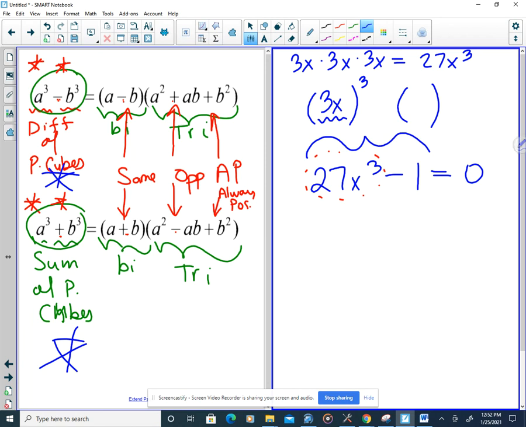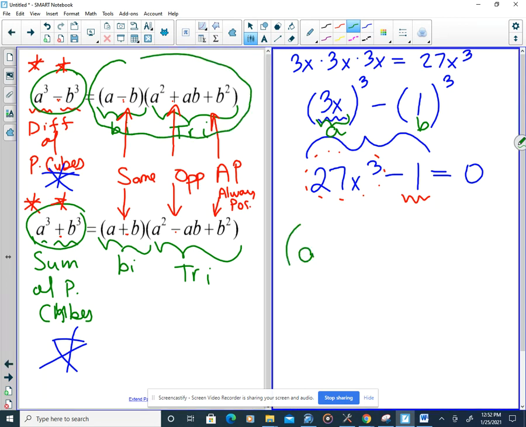And now we're going to try to do a similar thing with the 1 here. What number can you take times itself 3 times to get 1? Well, 1. So 1 can be replaced as 1 to the third power. So what we have here are our A value and our B value. So this 3x is my A value. This 1 is my B value. Okay? So we're using this format since it's a difference of perfect cubes.